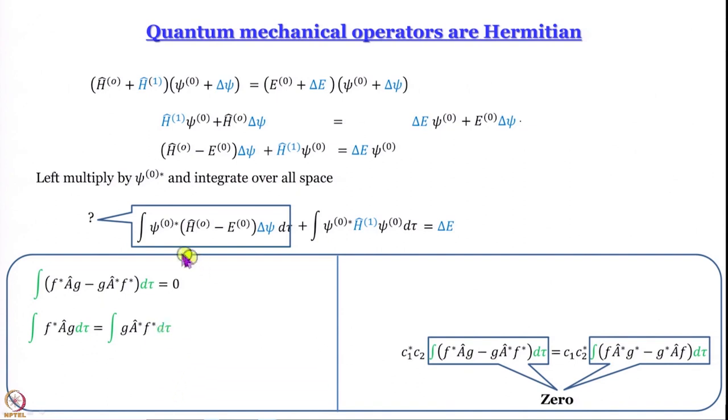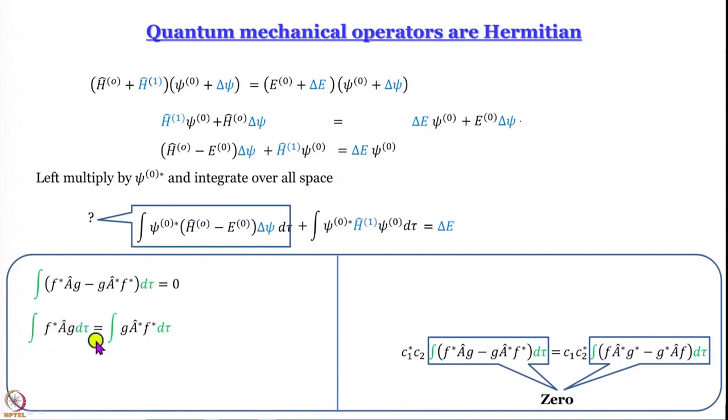Why? Because look at this, psi 0 star, let us say that is f, H 0th minus E 0th, that is your, let us say a hat, and this is g. The problem we have here is that g, that is delta psi, is not an eigenfunction of H 0th minus E 0th, but psi 0th is an eigenfunction. So, if we can somehow take this delta psi here and bring this psi 0 here, then that is a happy situation. I mean, it is okay if we bring psi 0 star also, but that will not happen. Okay. And this equation is what allows me to do that.